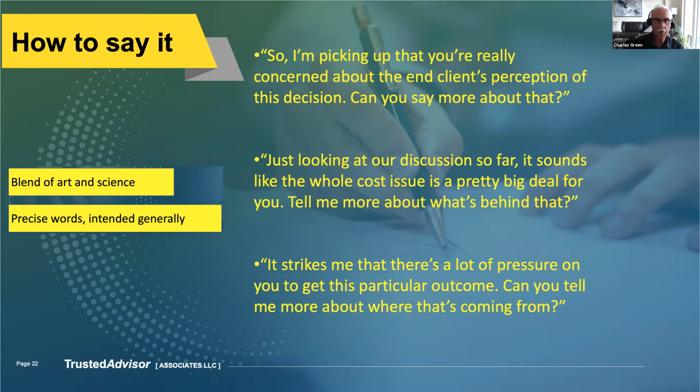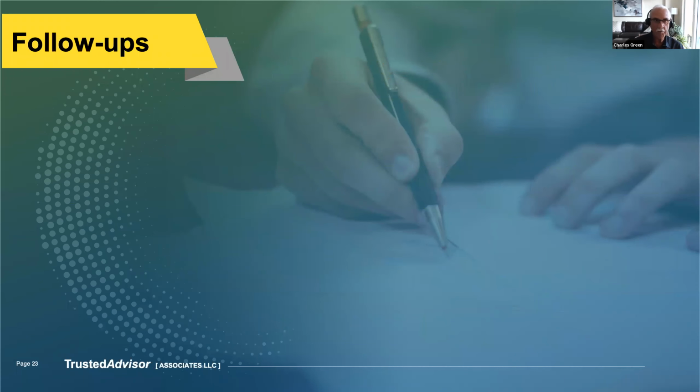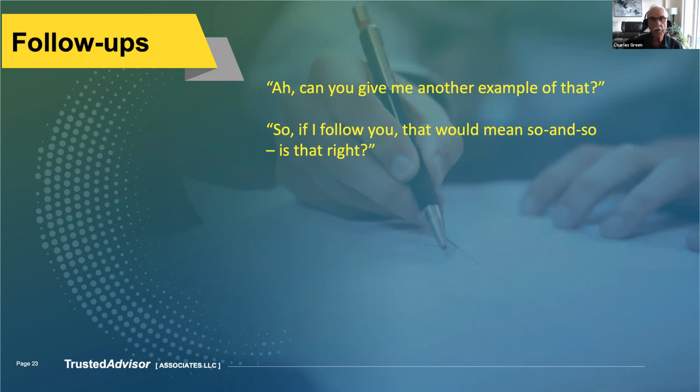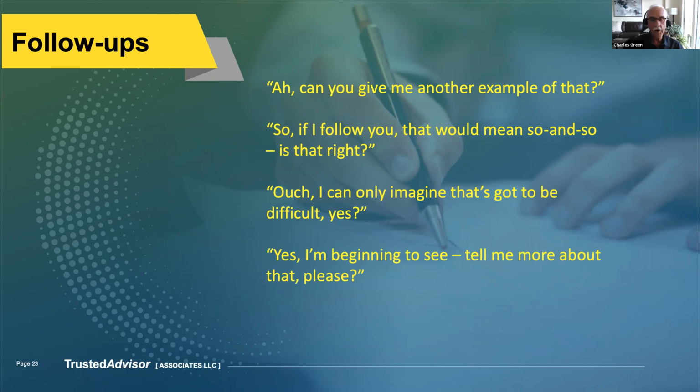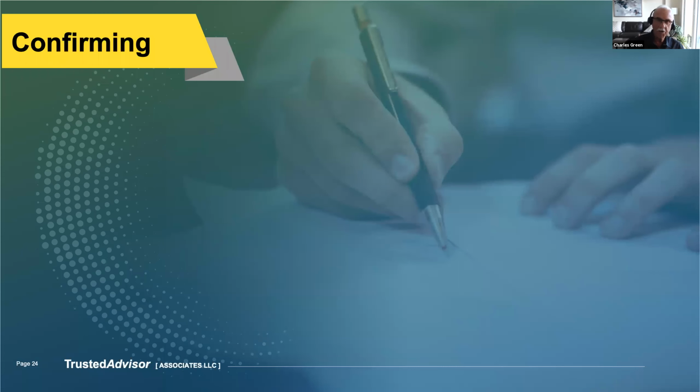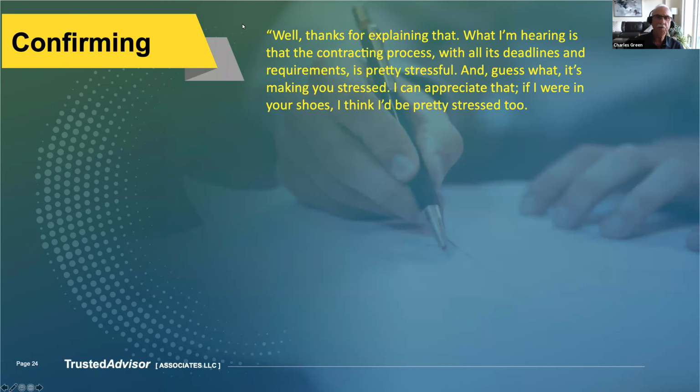Now, remember, we're still in part one, generating conscious empathy. You'll often have to follow up. One question doesn't do it. So here are a few standard follow-up questions to keep this line of dialogue going. Can you give me another example of that? So if I'm following you, that would mean so-and-so. Is that right? Ouch, I can only imagine that's got to be hard, right? Or yes, I'm beginning to see. Tell me more about that, please. Those are words to keep on going. And finally, you get to some point where you're ready to start trying to confirm it with people, and you get some confirming language here.